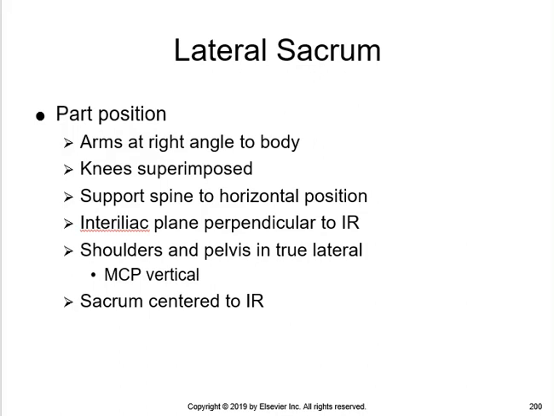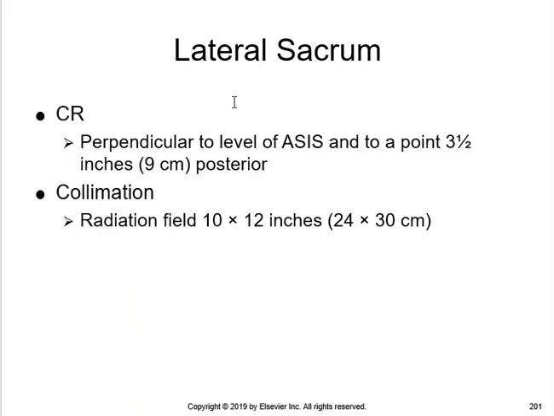Again, we're going to roll the patient into a true lateral position and position the patient just like we did for lateral T-spine, lateral L-spine, L5-S1 spot, and that is to put the patient's knees in front of them superimposed, and make sure the pelvis is stacked and the femoral heads are stacked on top of each other as well. So your central ray is going to be perpendicular to the ASIS at a point 3.5 inches posterior, and that's if you're just looking for the sacrum.